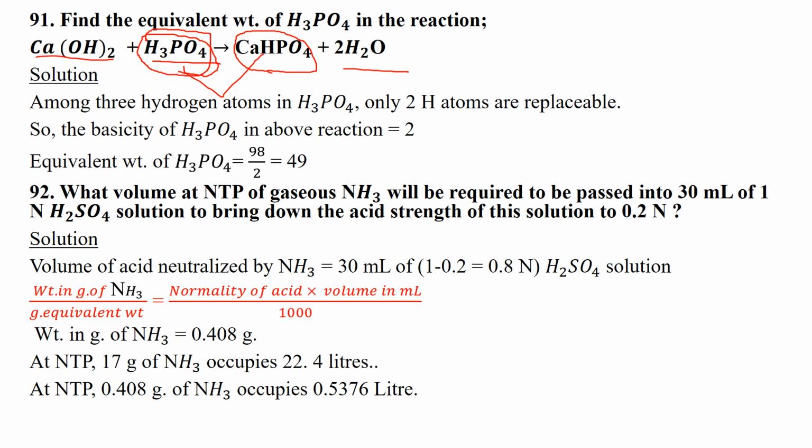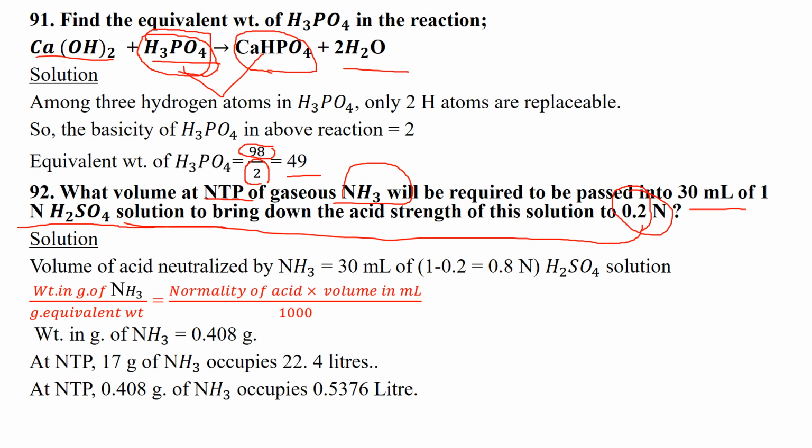So the basicity of phosphoric acid will be 2. Then the equivalent weight is equal to molecular weight divided by basicity. The answer will be 49. Next: what volume at NTP of gaseous ammonia will be required to be passed into 30 ml of 1 normal H2SO4 solution to bring down the acid strength of the solution to 0.2 normal? 30 ml of 1N H2SO4 is converted to 0.2 N solution. Then the volume of acid neutralized by NH3 is 30 ml of 0.8 normal H2SO4, because the strength has decreased from 1 normal to 0.2 normal.